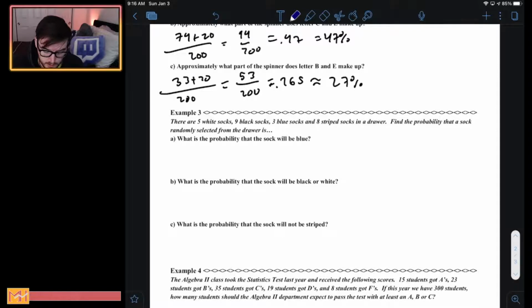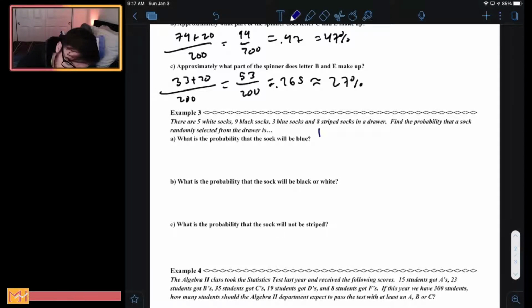Take a minute here. 5 white socks, 9 black socks, 3 blue socks, 8 striped socks. What are my total number of possibilities? Question pops up on the screen now. Okay, so what'd you do to answer that question? I hope you got it right. I hope I didn't blow your mind with that, right?